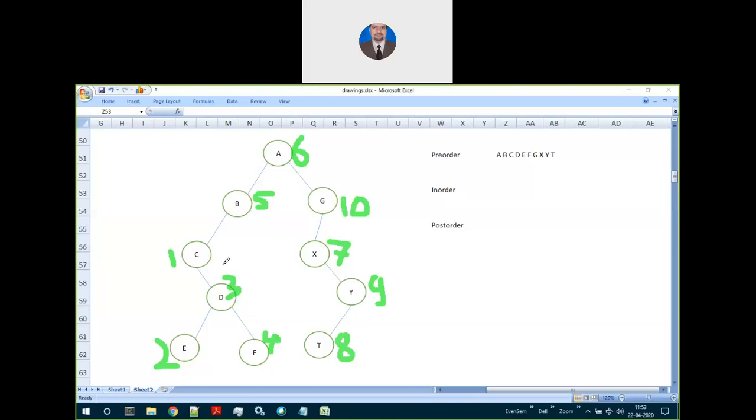So it is C, E, D, F, A, then X, T, Y, and G. That will be in order. Is this understood? Yes, sir.